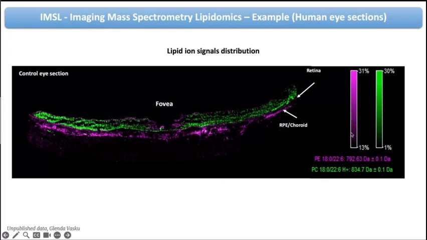So in violet, we have the signal of the phosphatidylethanolamine 18-0-22-6, and the other one in green, it's a phosphatidylcholine 18-0-22-6. So what is particular about these species is that they both have the same fatty acids in their positions, but they differ in their polar head.